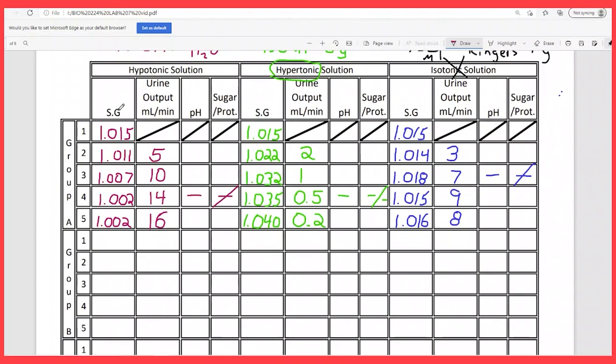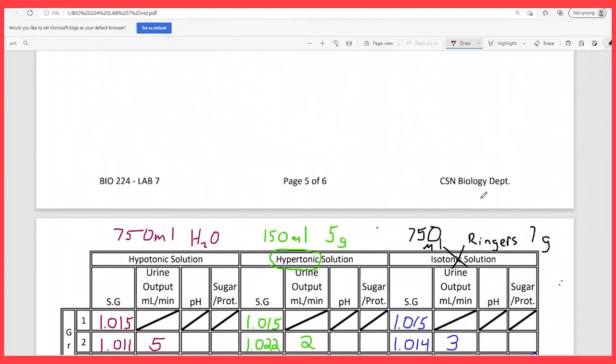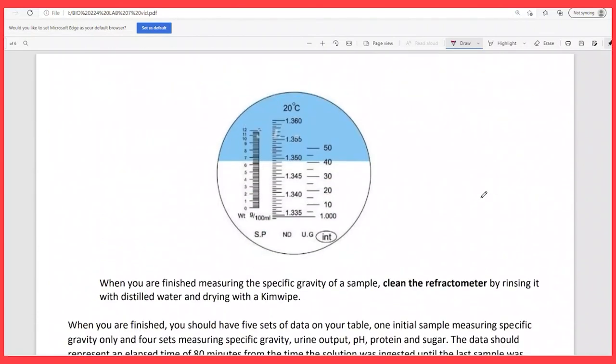We measured their specific gravity for each person. Over 5 trips to the bathroom, we measured their urine output in milliliters per minute. And I want you to see what happened. So let's first look at specific gravity. And I'm going to jump back up in your lab manual to right here.